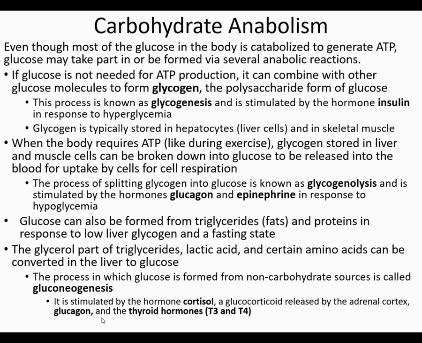Okay. Glycerol, part of a triglyceride, lactic acid, and certain amino acids can be converted into glucose by our liver in a process called gluconeogenesis. Okay. So we're making glucose from non-carbohydrate sources. Okay. And that is stimulated by glucagon. It's also stimulated by cortisol. Cortisol was an adrenal cortex hormone that we nicknamed our stress hormone, which we will release if we are in like a low-carb diet situation. And then your thyroid hormones T3 and T4 actually will promote gluconeogenesis.